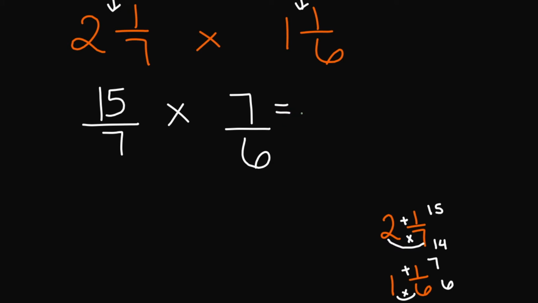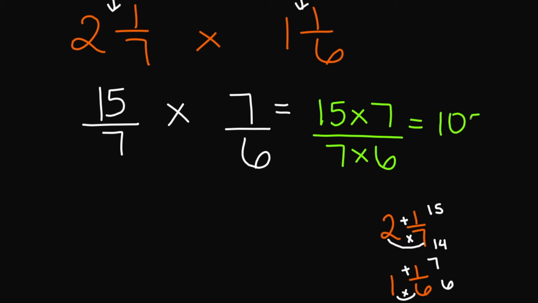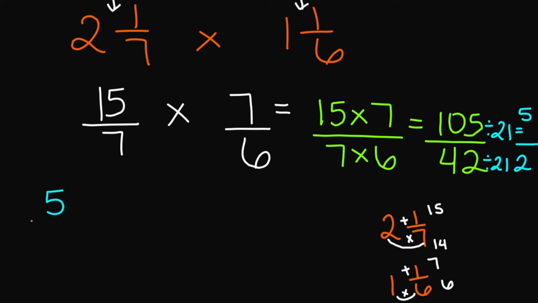Now I'm going to multiply across. In my numerator, we have 15 times 7. In my denominator, we have 7 times 6. 15 times 7 is 105. 7 times 6 is going to give us 42. The number 21 goes into both 105 and 42. So 105 divided by 21 is going to equal 5. And then 42 divided by 21, this is going to equal 2. So we are left with 5 over 2.